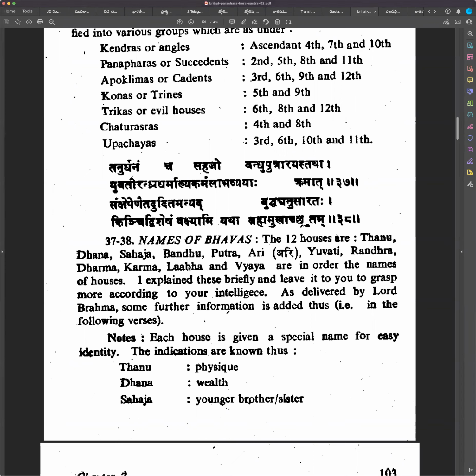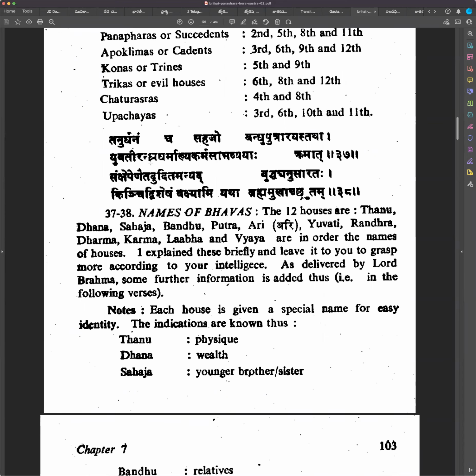Yes, sir. Yeah, sir, continue. Now this shloka. Yeah, names of the bhavas.